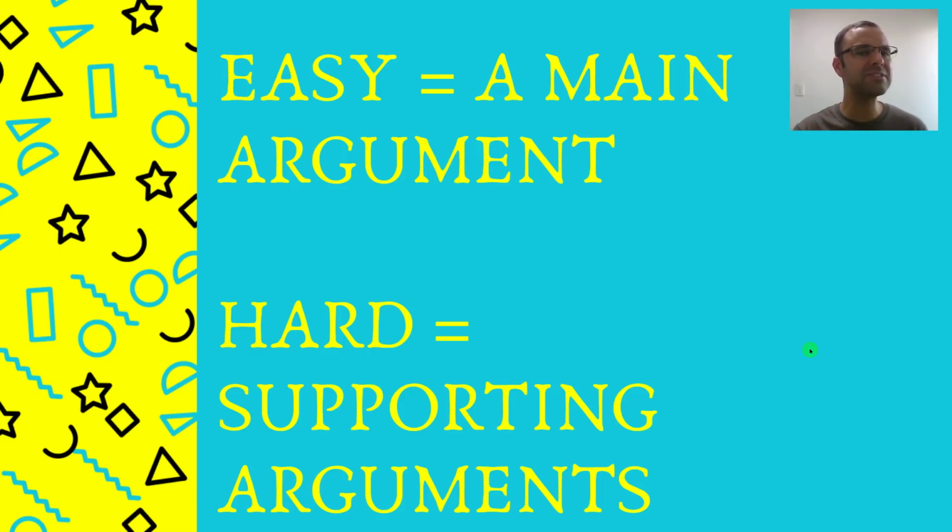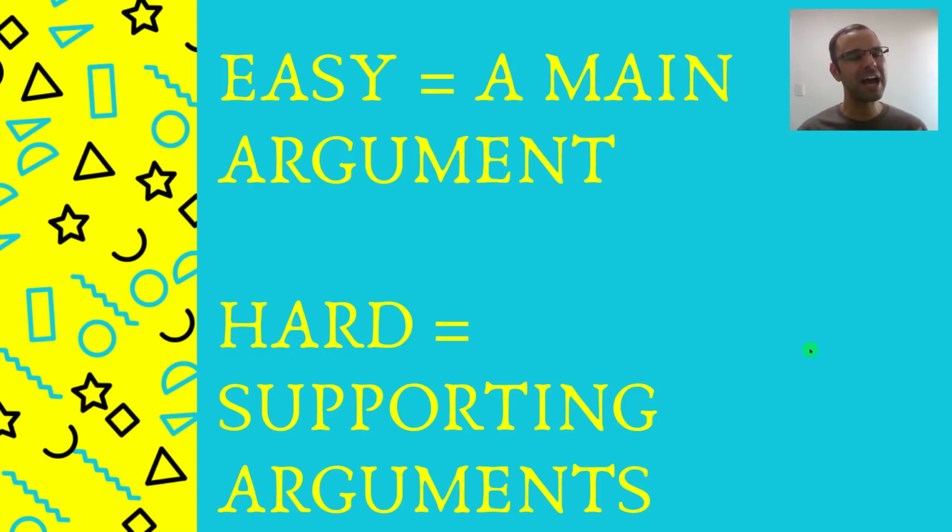Now, the easy part is writing your main argument. That's the thesis that goes in the introduction of your essay. That's easy because all you have to do is make a choice. Sometimes you get the agree-disagree style question, and you just have to choose whether you agree or disagree with the given statement. Sometimes you get the preference style question, and you just have to choose a preference. Lastly, sometimes you get the multiple choice style question, and you just have to choose one of the options. So that's easy, just make a choice.